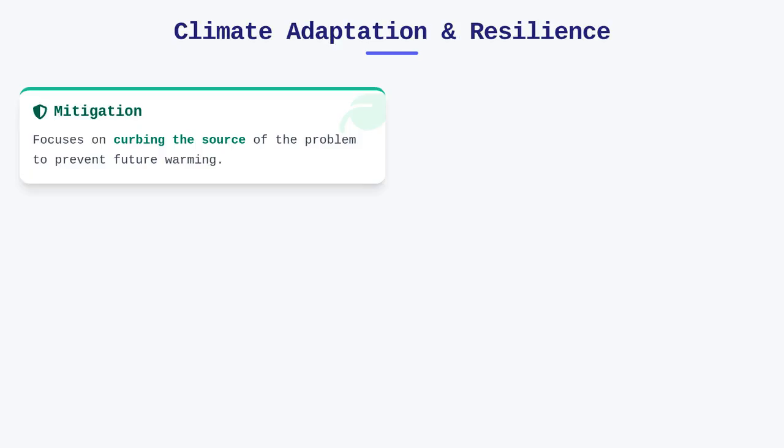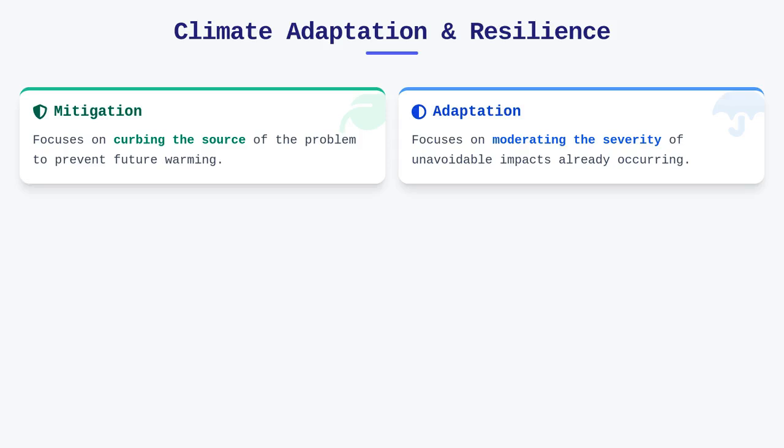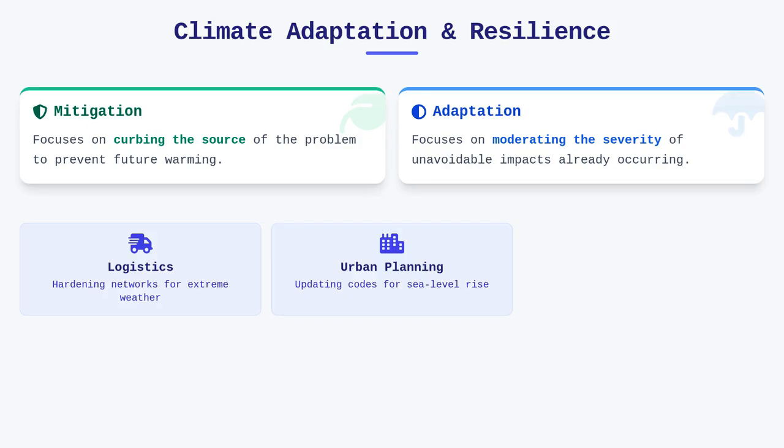While mitigation seeks to curb the source of the problem, adaptation aims to moderate the severity of the impacts that are already occurring or are now considered unavoidable. Infrastructure resilience planning is the cornerstone of this approach, requiring firms and governments to stress test assets against extreme weather events and shifting climate patterns. This involves hardening logistics networks, updating urban planning codes to handle sea level rise, and investing in drought-resistant agricultural technologies.